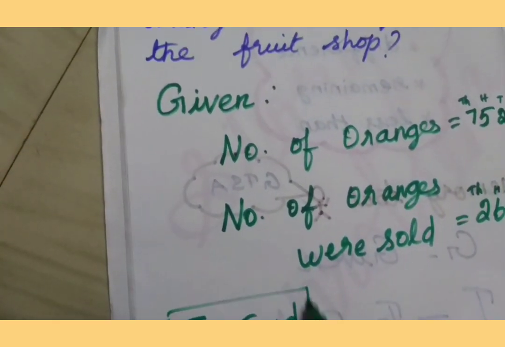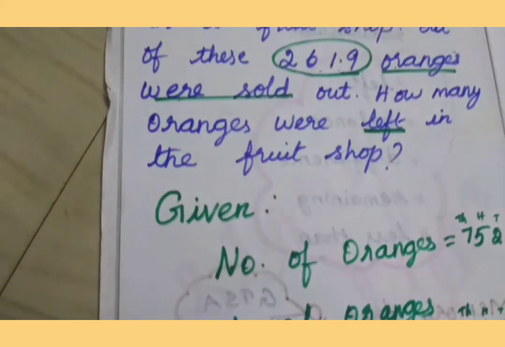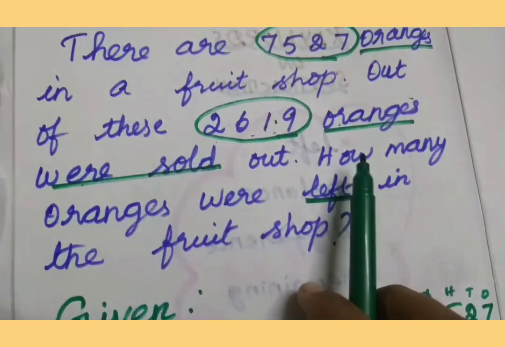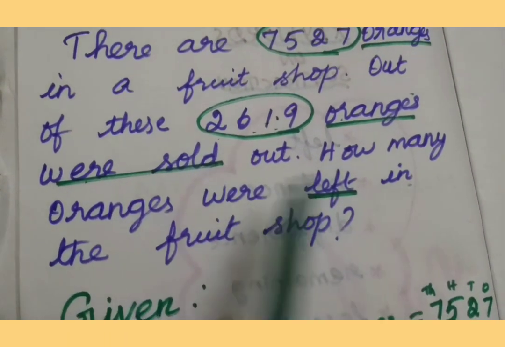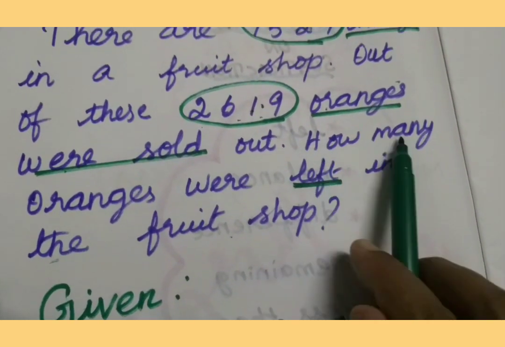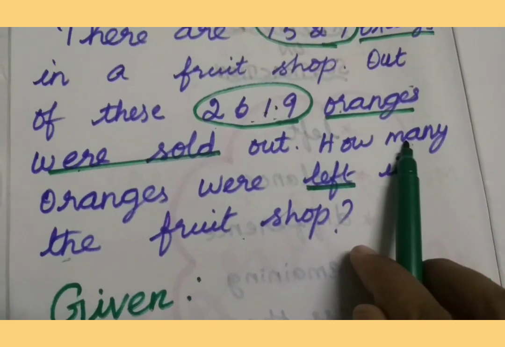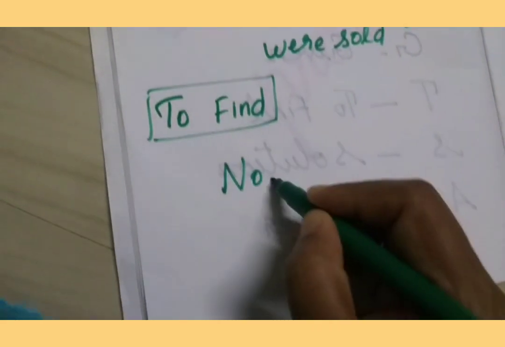And where do you find the statement under "To find"? Yes, from the question. And where is the starting word? How many? How many oranges were left in the fruit shop? Don't write the words "how many". Instead of the question words "how many", you should write "the number of".